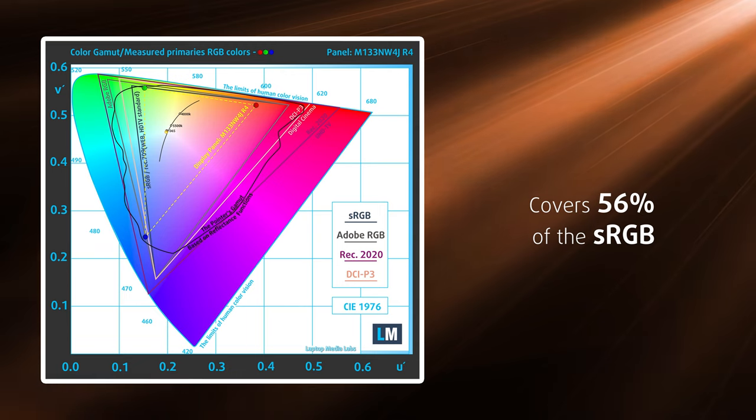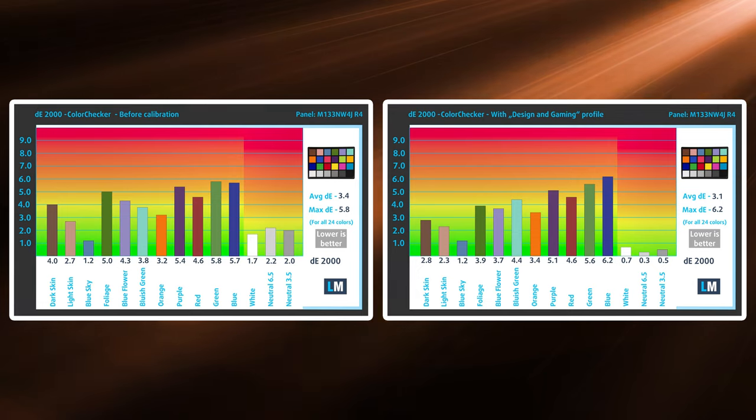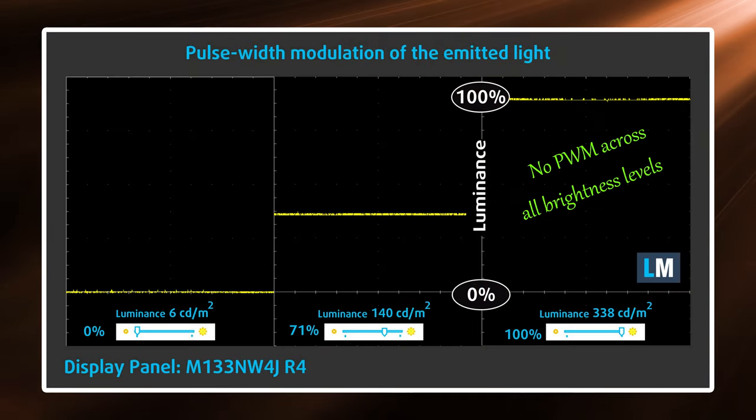However, if you want to use the laptop as a portable editing studio, we'd have to disappoint you, as the display covers only 56% of the sRGB color gamut. On the other hand, this is a business machine first and foremost, so a color-accurate panel isn't required. What's more important is the 0 PWM usage.